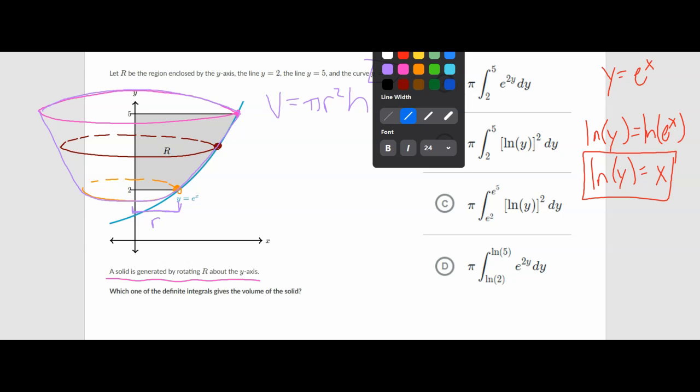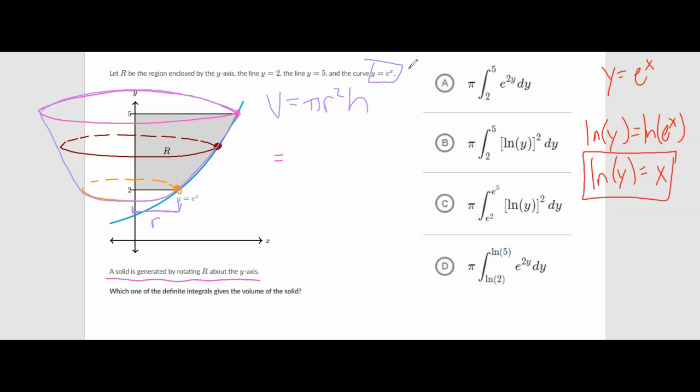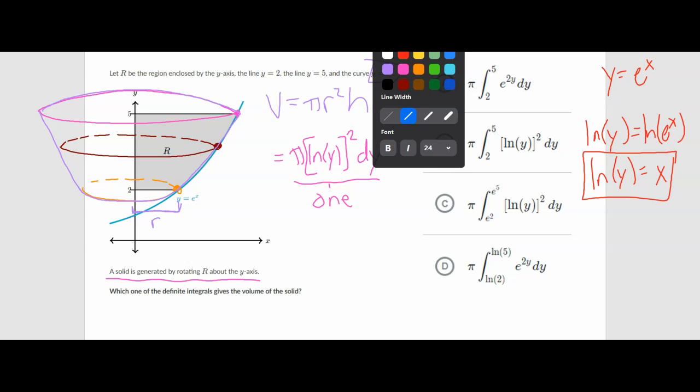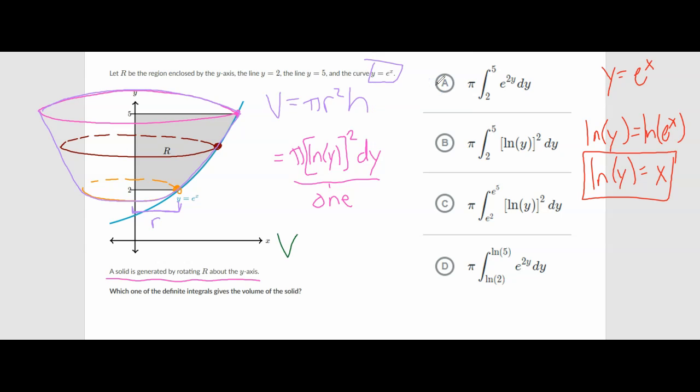Well, that means that my radius value is going to be the natural log of y. So I will square that. My height, well, my infinitely thin disks, the depth is going to be a very small change in y, right? So it's going to be a dy rather than a dx. Okay, that is the volume of one of these disks. I need to set up the integral for the volume of all of the disks combined, or the volume of the whole solid.